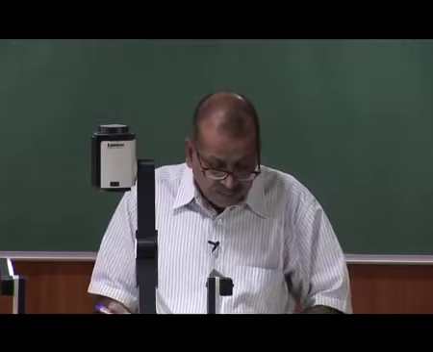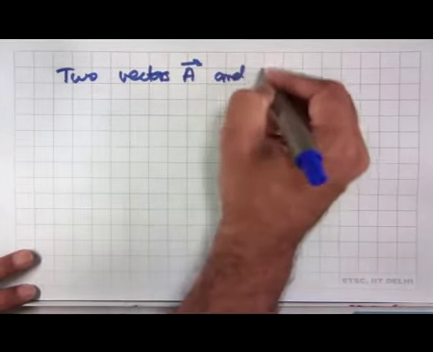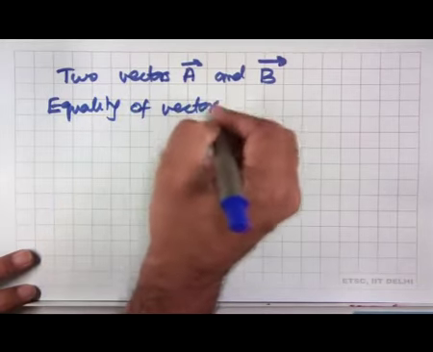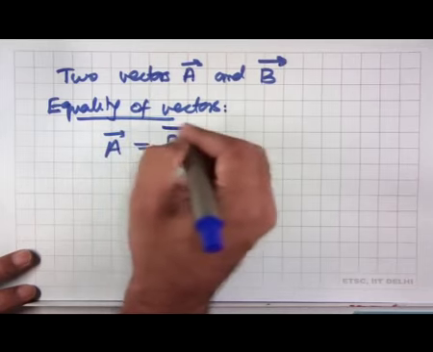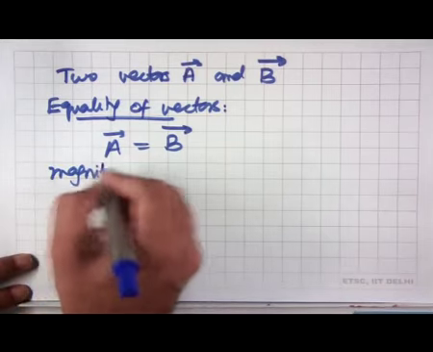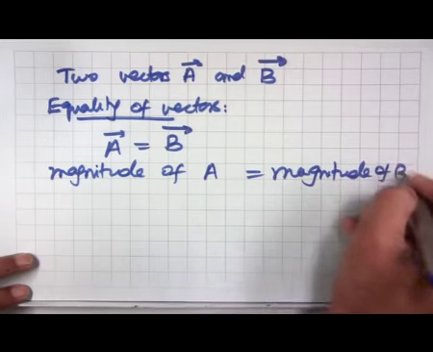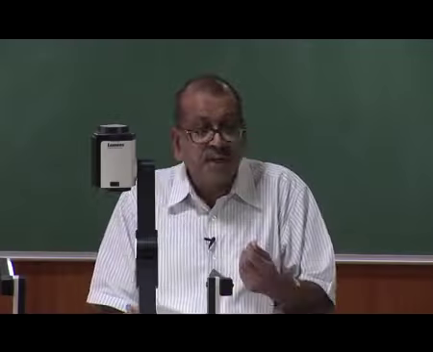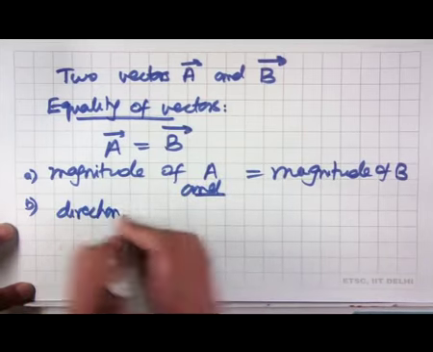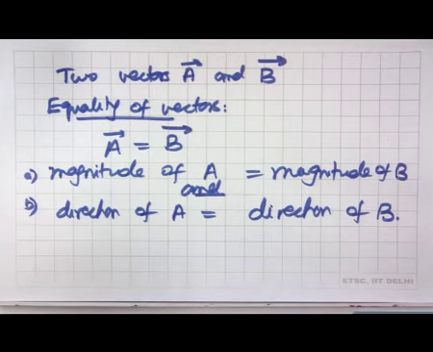So, now let us define, if we have two vectors A and B, then equality of the vectors means, if we say vector A is equal to vector B, then this will mean that the magnitude of A is equal to the magnitude of B. This is one thing, but because it is a vector quantity and it has two aspects, magnitude and direction, the direction of A must also be equal to the direction of B.